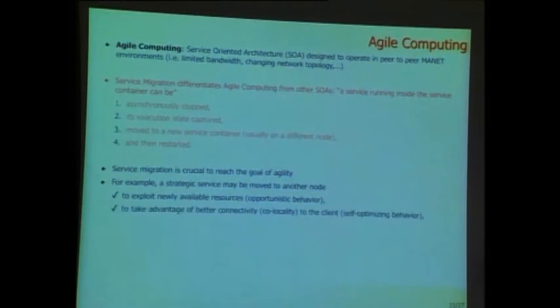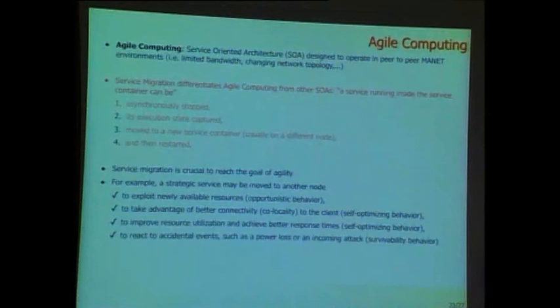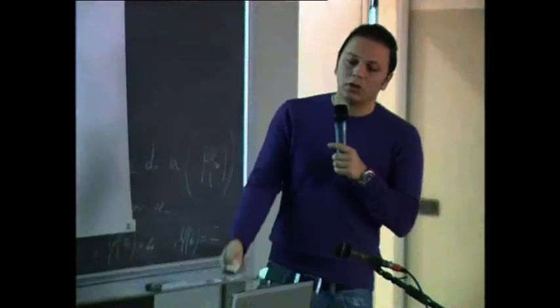Other goals are to take advantage of better connectivity, for example, co-locality, which means moving the service nearer to the client, closest to the client; improve resource utilization; and react, for example, to accidental events like a power loss or an incoming attack, which is survivability. And to implement this architecture, Mobile JXRVM has been the execution engine used to achieve service migration.